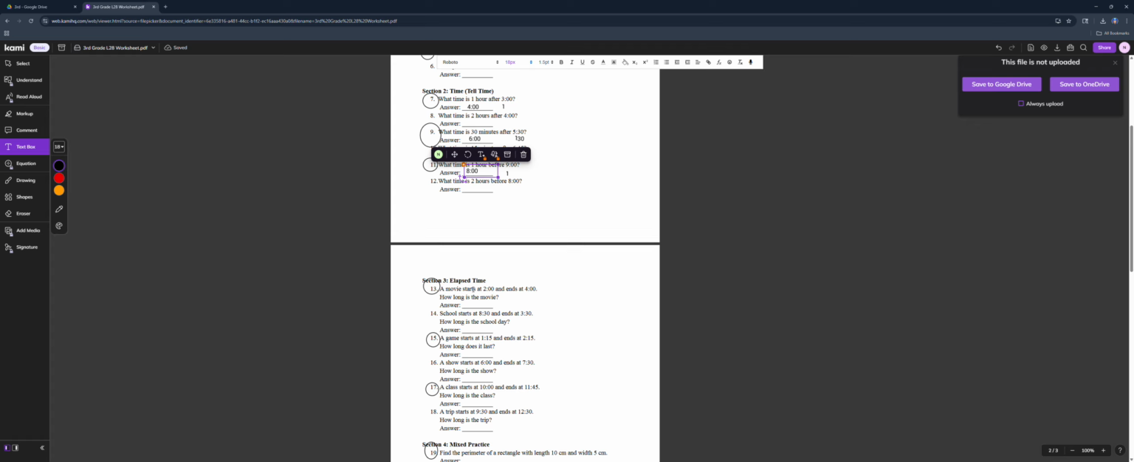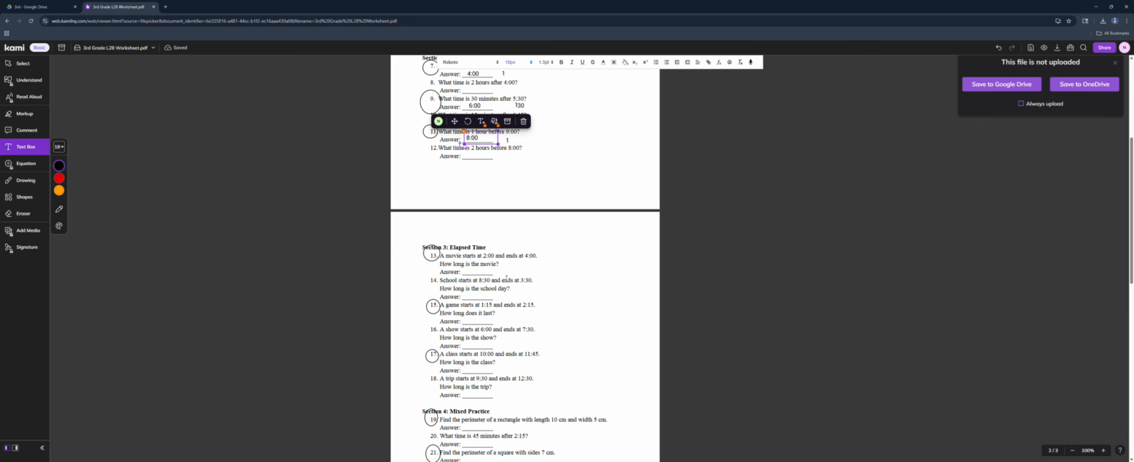For section 3, it will be on elapsed time. Number 13, a movie starts at 2 o'clock and it ends at 4 o'clock. How long is the movie? So you could just do 4 o'clock minus 2 o'clock because you just subtract the hours here. So 4 minus 2, you will just get 2 hours. So the movie is 2 hours long.